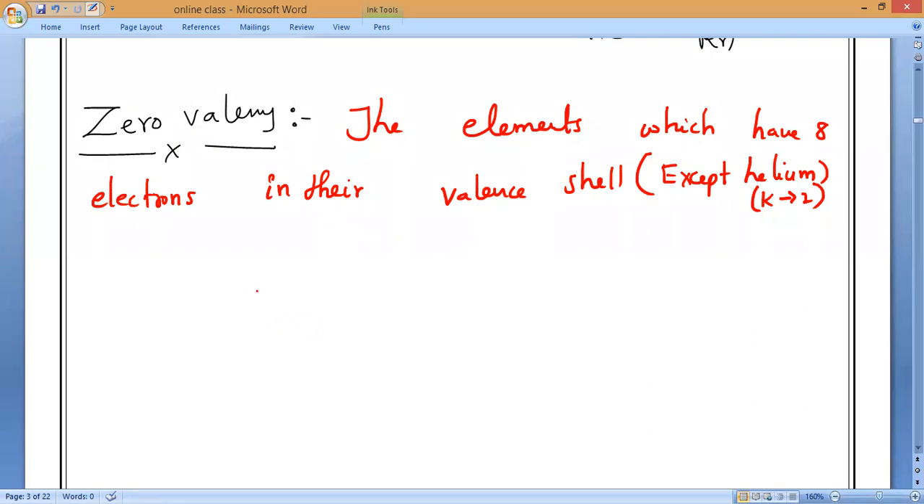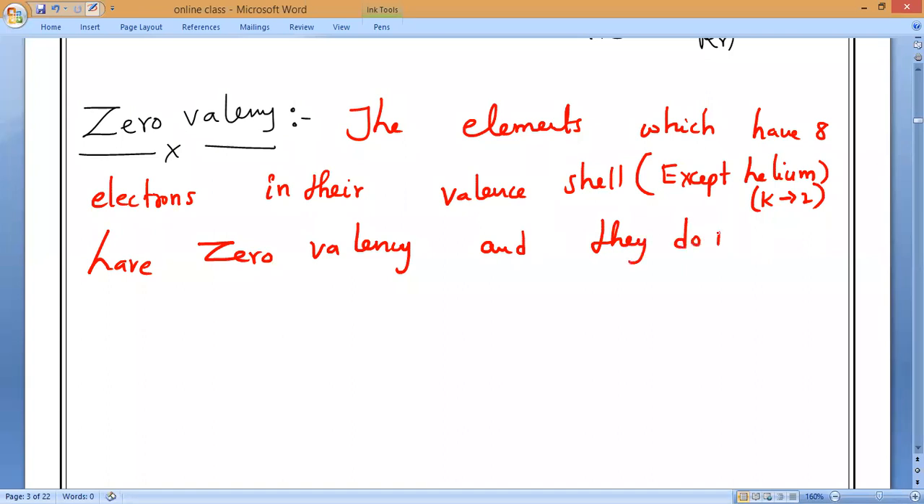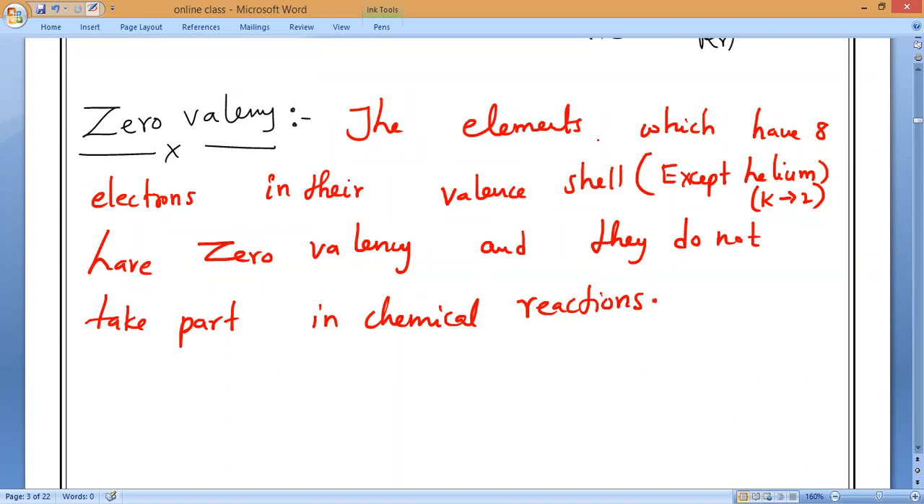The elements, except helium, which have 8 electrons in their valence cell have 0 valency, and they do not take part in chemical reactions. That is why they are called what? Sanjay, you are also sleeping, I think. Sanjay Kanan also. No response. So what is this called? They are unreactive, so they will never be involved in chemical reactions. That is why they are called noble gases.